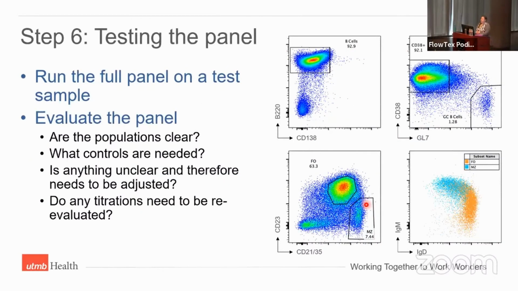So then our next step was to go ahead and test the panel. We ran the full panel with our titrations, and the things that we evaluated were whether or not our populations were clear, and if we needed any FMO controls. So could we gate without FMO controls, or did we need them? Did any titrations need to be reevaluated, and so on and so forth? In this case, we got really lucky, but it's also only a 10 color panel. So it's a little bit easier than some of those 36 color panels that we were talking about earlier. Even when you're getting up to 18, generally, if you test a panel, it might not look perfect. But in this case, we got pretty lucky.